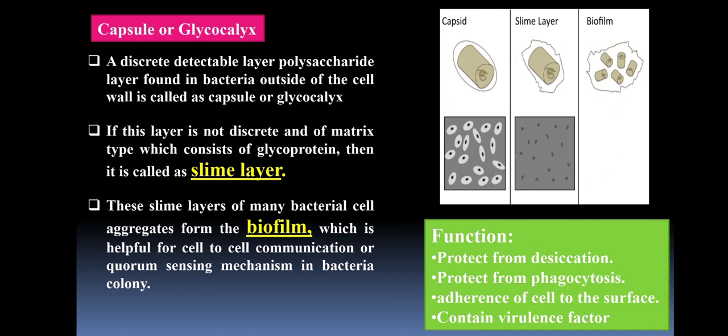Next, functions of the capsule. First, it protects the bacterial cell from desiccation. Next, it protects the bacterial cell from phagocytosis by different predators. Next, it helps in adherence of the bacterial cell to surfaces, and it also contains virulence factors. So it is helpful in enhancing the virulence of different pathogenic bacteria.